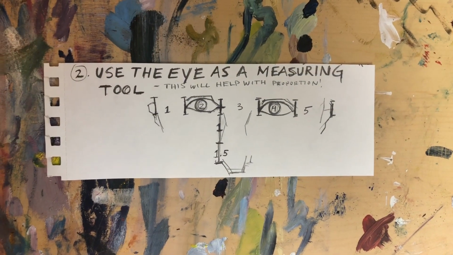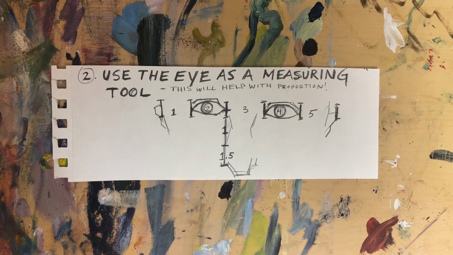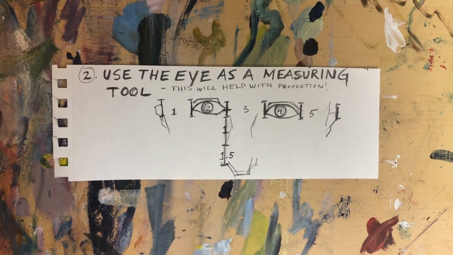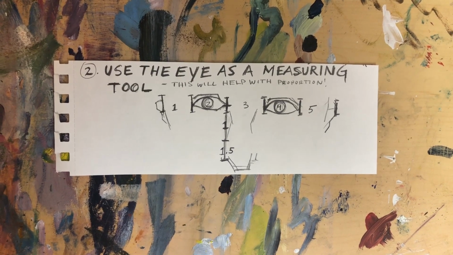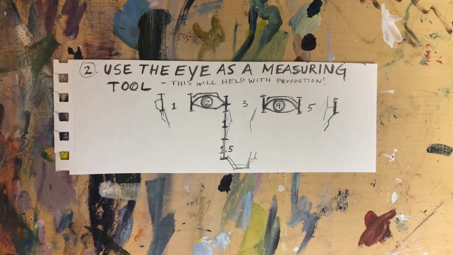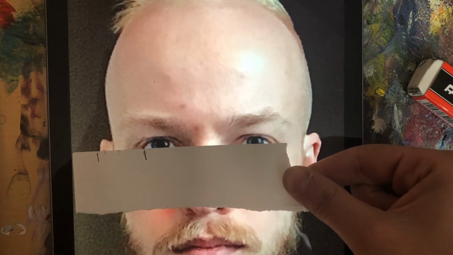Tip number 2 is to use the eye as a measuring tool. For this particular demo, we will be using the measurement of the eye to help us maintain proportions. Be sure your image is the same size as your drawing in order to maintain a 1-to-1 proportion. From ear to ear on almost every face, there are 5 eye measurements. I measured the eye on a sheet of paper, and we can see 5 measurements across the face. Almost every face has 1 eye measurement in between each eye. This can help us make sure we're not drawing our eyes too close together or too far apart.